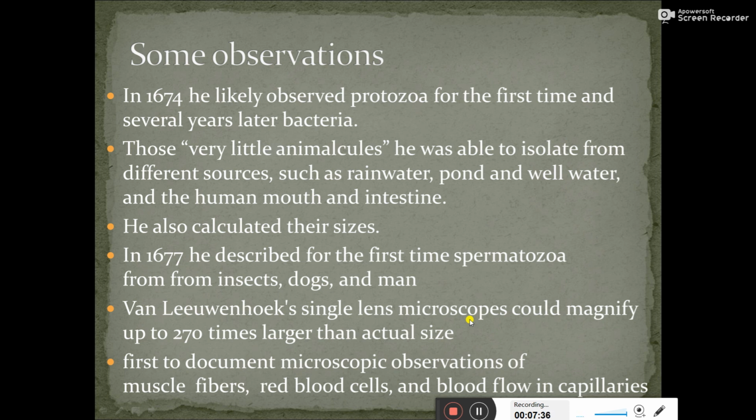Not only did he observe, he also calculated the size of those bacteria. He made the first observation of spermatozoa, from insects, dogs, as well as from man. His microscopes produced images about 270 times larger than the actual size. He was the first to document microscopic observations of muscle fibers, red blood cells, as well as blood flow in capillaries.